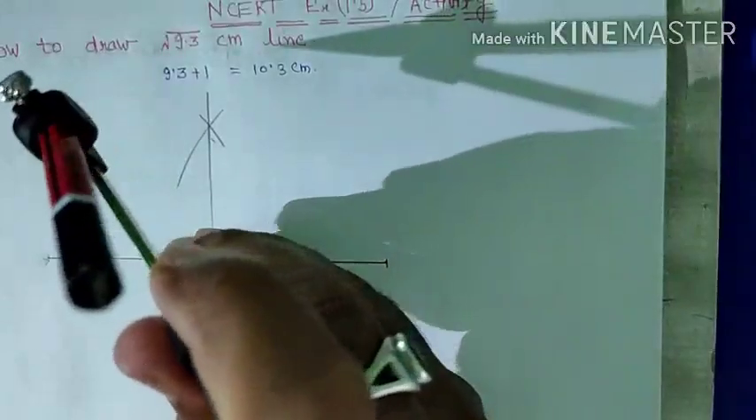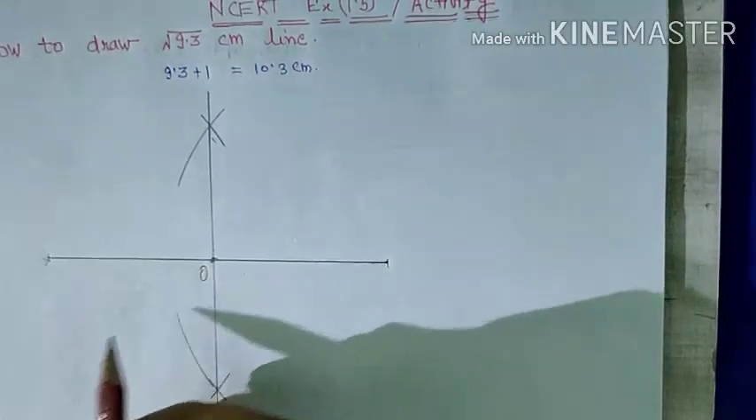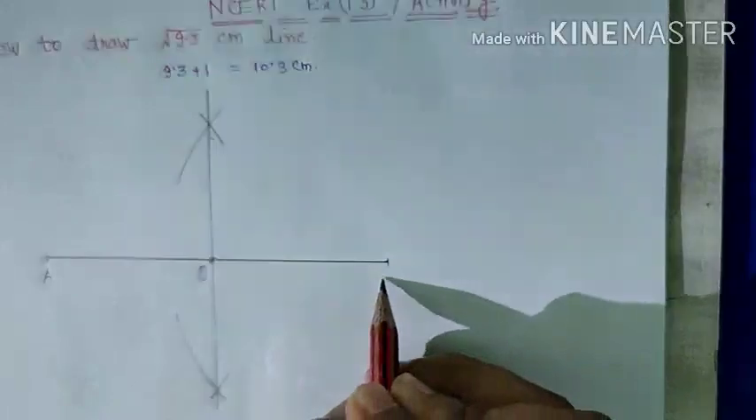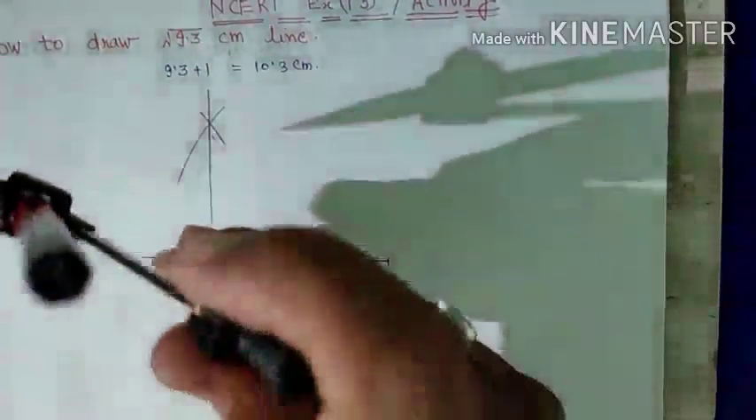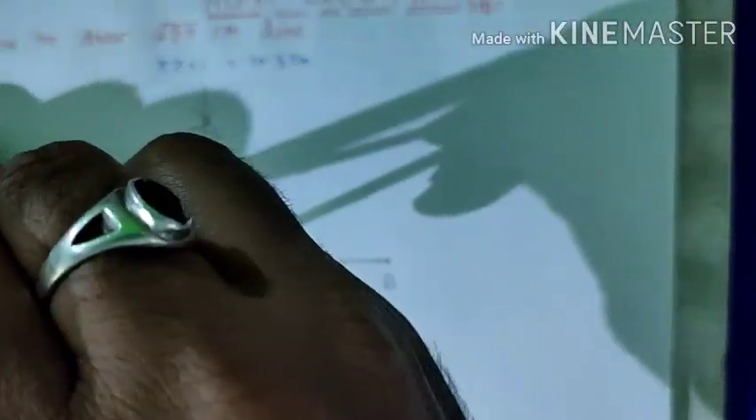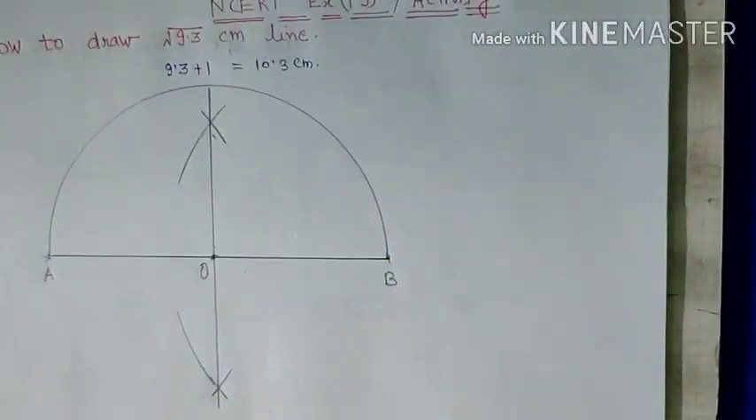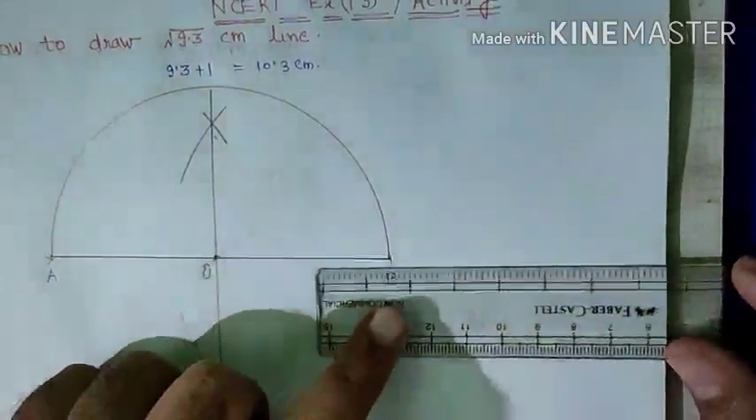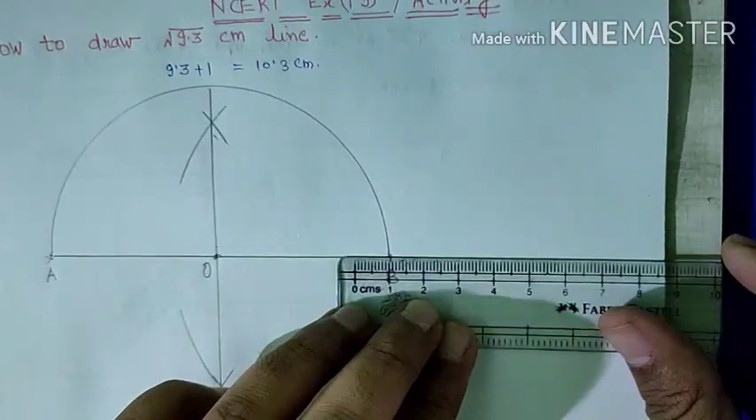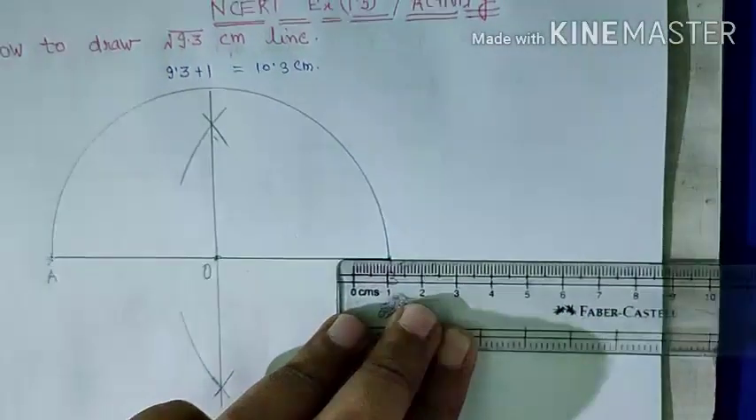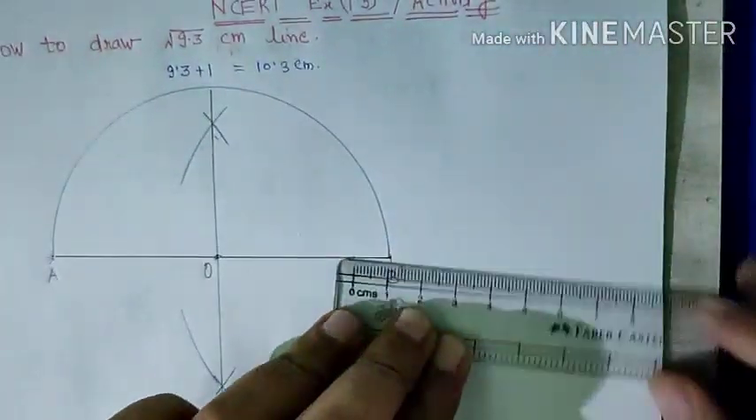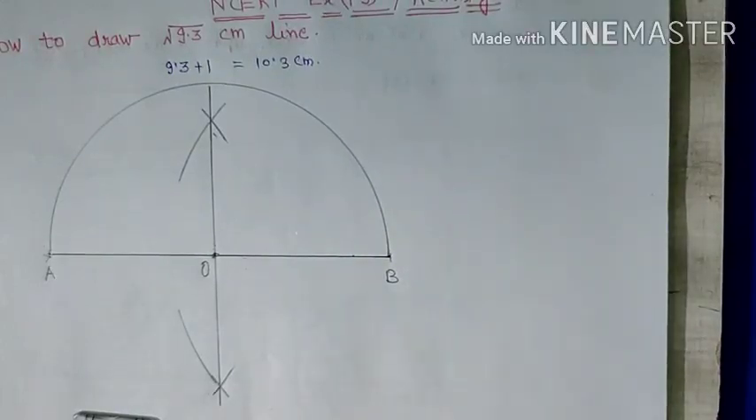From that point you just mark these points, like you can say this is O, this is A, this is B. Taking O as center and OA or OB as radius, make a semicircle and take 1 centimeter from B on this line, mark it like this, and draw a perpendicular at this point.